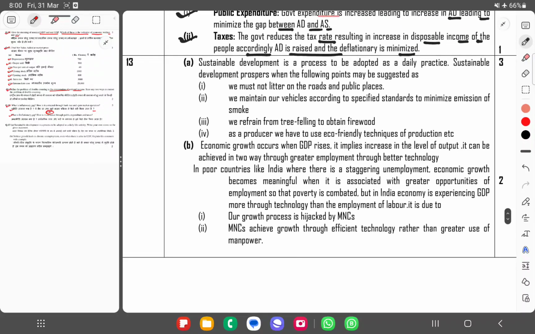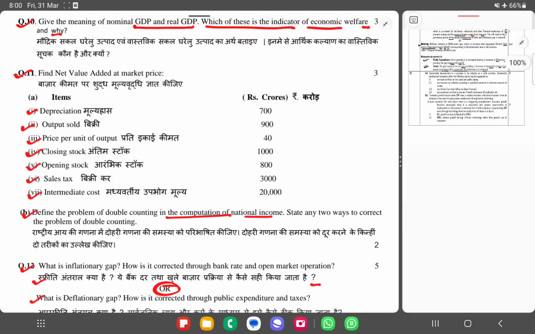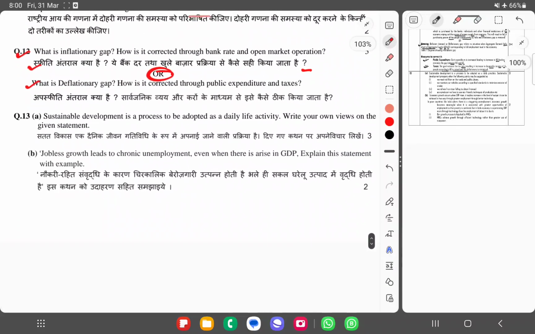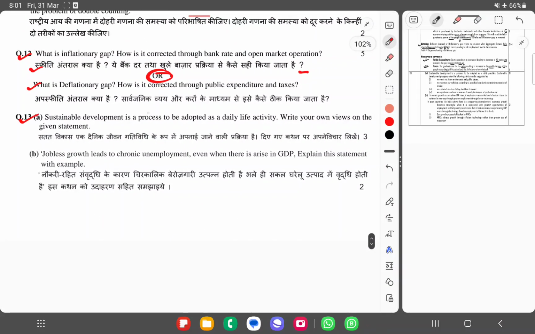Okay, now we have come to question number 13. Sustainable development is a process to be adopted in daily life activity. Write your own views on the given statement.